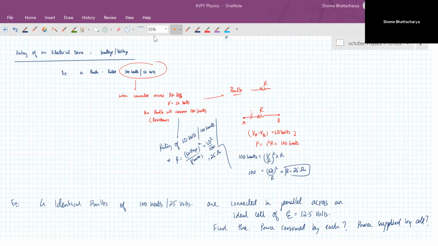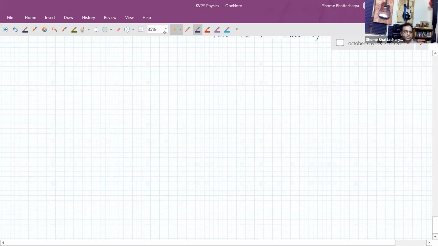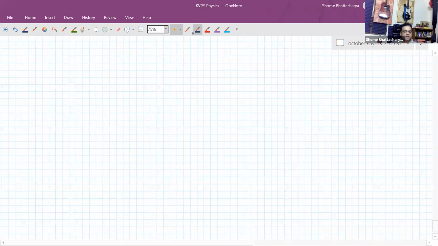Okay, so what I also want to show you here is how to do a question like this in the most efficient way. I'm sure all of you can do it numerically by finding the resistance, then drawing the circuit, then finding the net resistance and all that. But how we can do this more efficiently, let's understand.